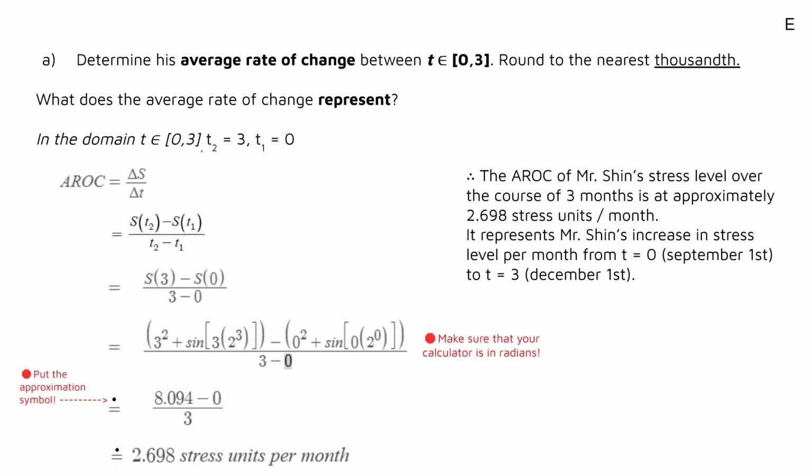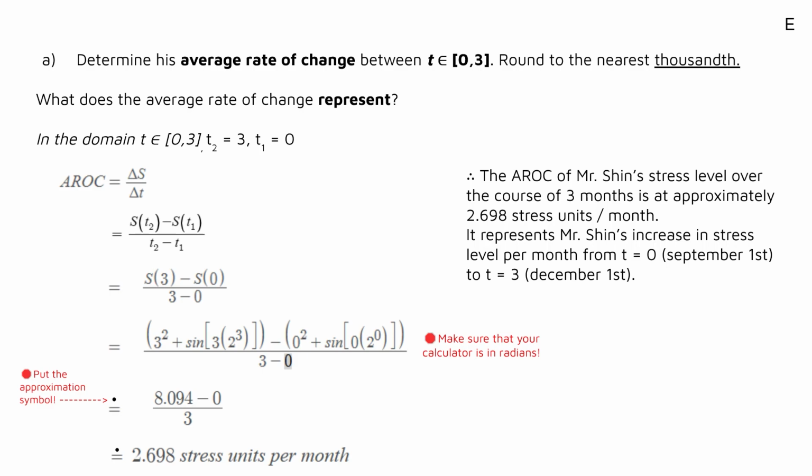So A, determine his average rate of change for t in the interval [0, 3]. So 0 meaning September, the start of the year, all the way to 3. So in the domain t in [0, 3], t2 equals 3, and t1 equals 0. That is going to be involved in our AROC formula right here, which is delta S over delta T. So we split that up, you have S(t2) minus S(t1) over t2 minus t1. Go further down, input these values, now you have 3 minus 0. But you have to put in the S function.